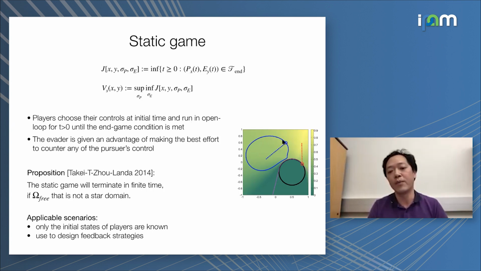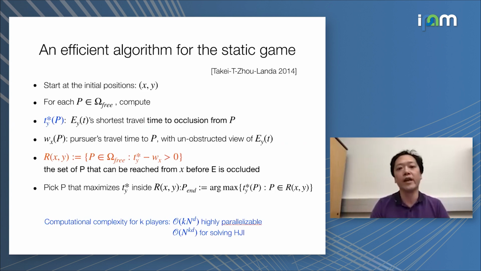We'll select a point on the boundary of this region, on this blue curve, that maximizes the end game time for this particular static game. So very quickly, this algorithm that we developed essentially decouples the considerations for the evader and pursuers and allows massive parallelization to compute the necessary information.